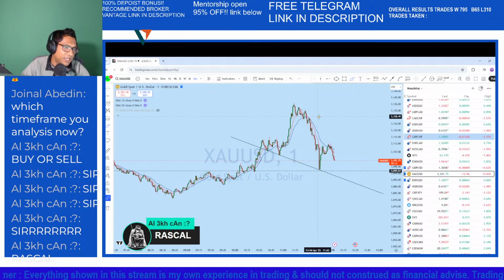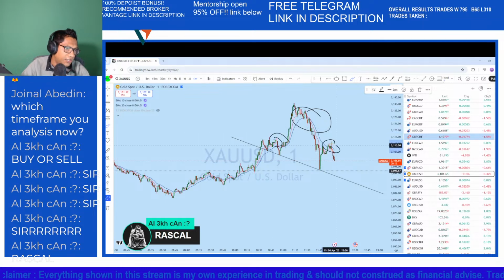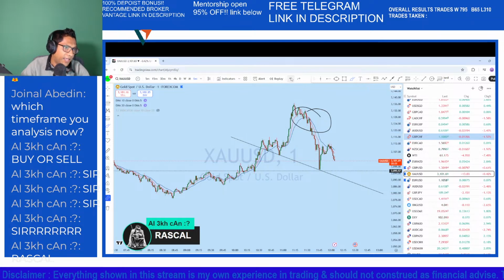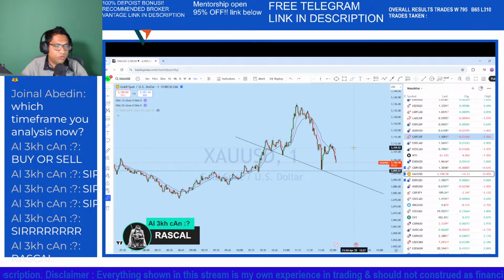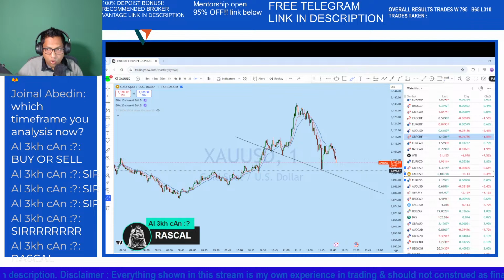As we see that there's a head, left shoulder, right shoulder, we can expect the market to possibly trend in that direction to the support level here to create a new lower low in the market.